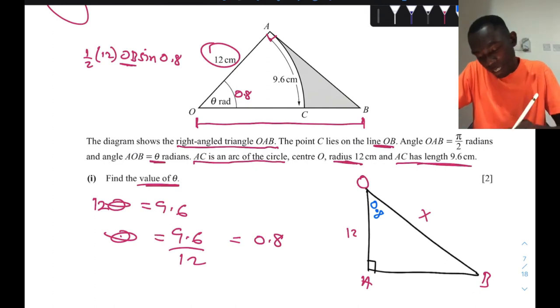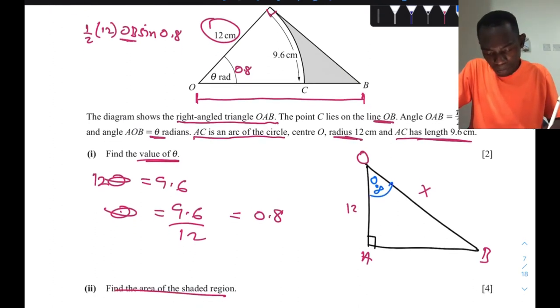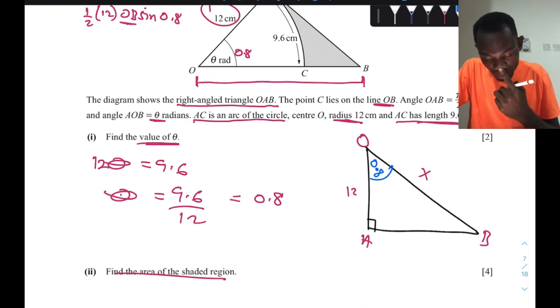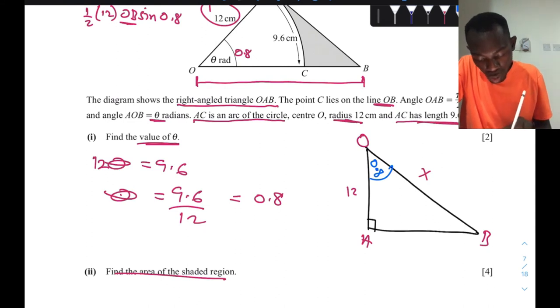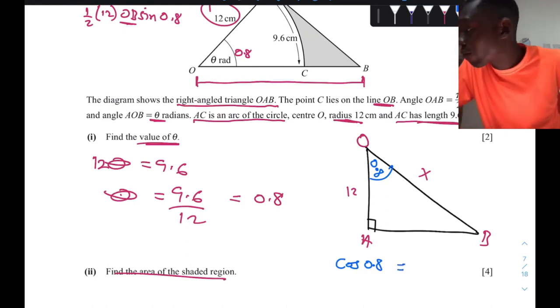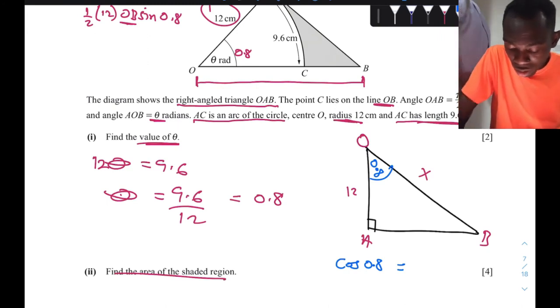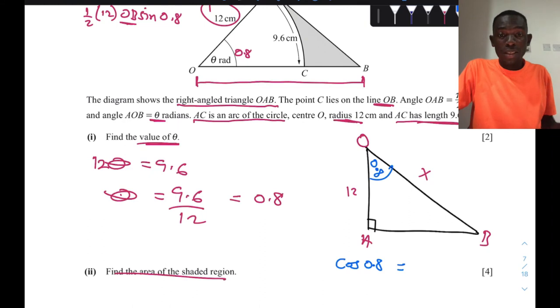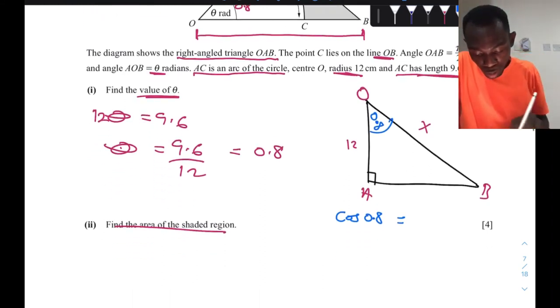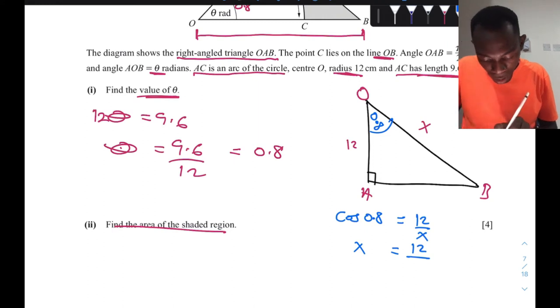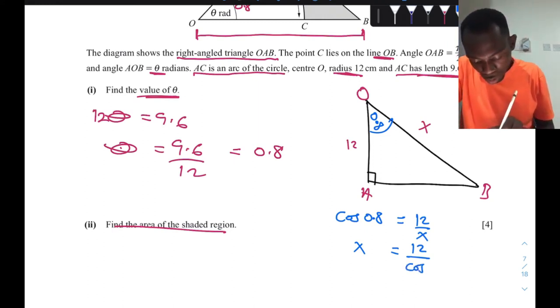So what trig ratio can we use? We have the hypotenuse and we have the adjacent, so we can use cos. So cos 0.8 is equal to 12 over x. So x will be equal to 12 over cos 0.8.